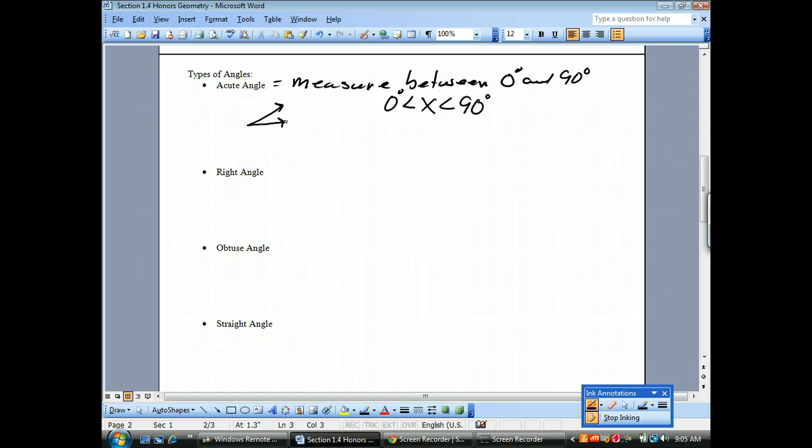Okay? Then we have a right angle. A right angle is an angle whose measure is exactly 90 degrees. Okay? And the way that we would write that mathematically, if x is our angle, then x equals 90 degrees. And in a picture, we denote a right angle with a box. So anytime you see a box with an angle, then you are being told that it's a 90-degree angle.